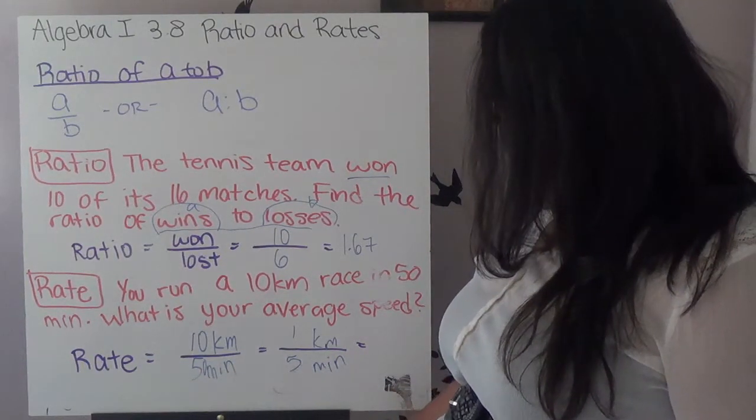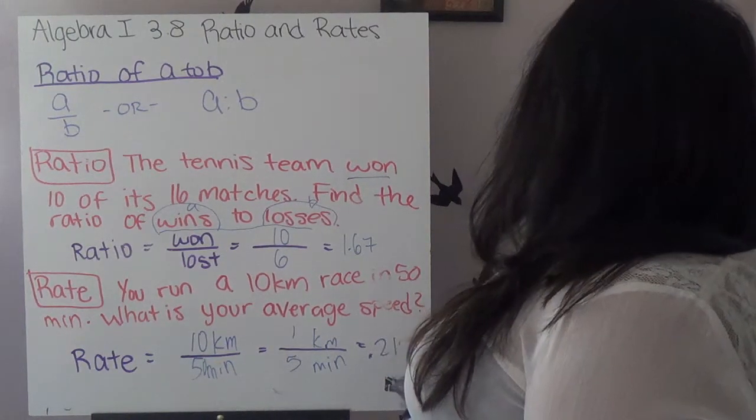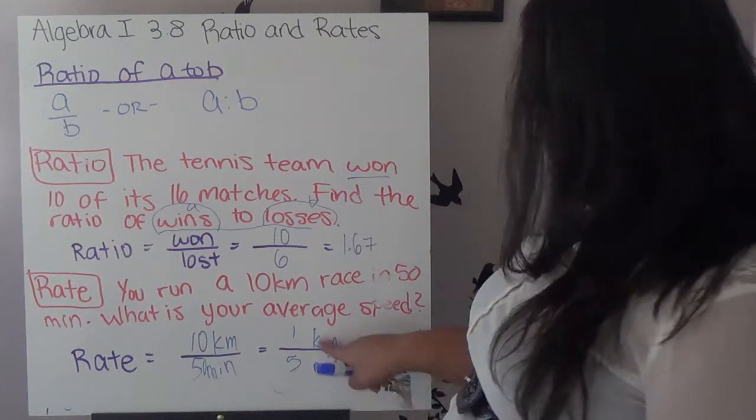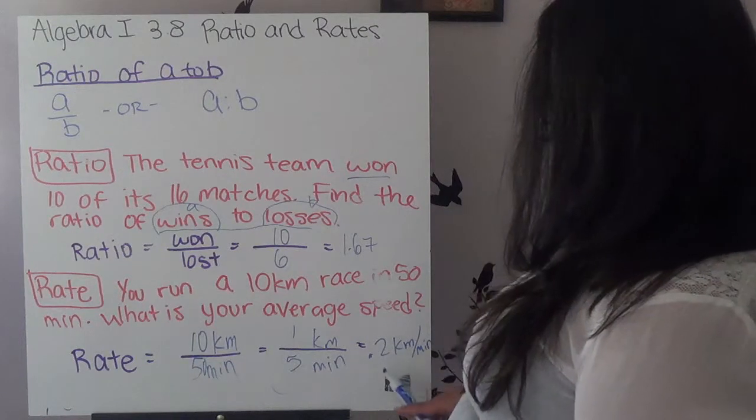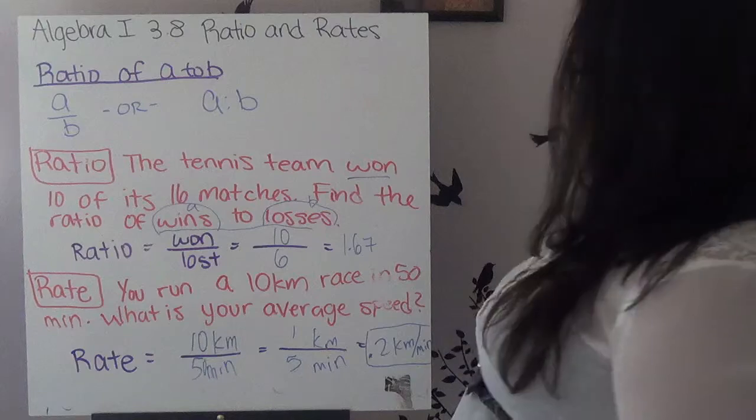And if I divide it, it would be 0.2 kilometers per minute. See, because these become kilometers per minute. So my average speed is 0.2 kilometers per minute.